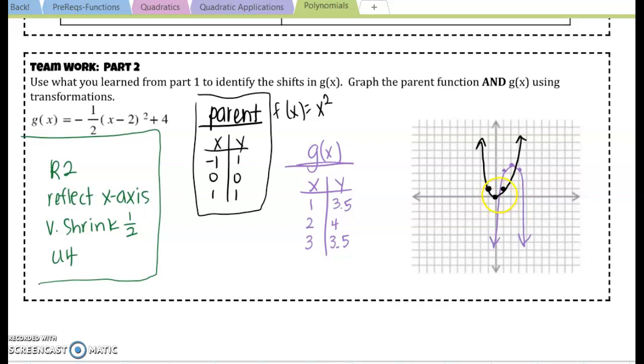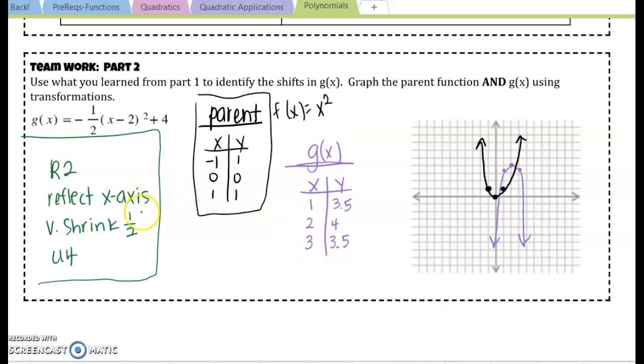I could take each individual point, for example taking 0, 0, and then applying the movement of right 2, and then moving up 4, 1, 2, 3, 4, and you'll find that I'm on my new point here. I can also just go through and decide, okay, right movement affects the x value, so I can take my parent function of -1 and add 2, which gives me a 1 here in this table. Same for the 0, I add 2, same for the 1, I add 2.